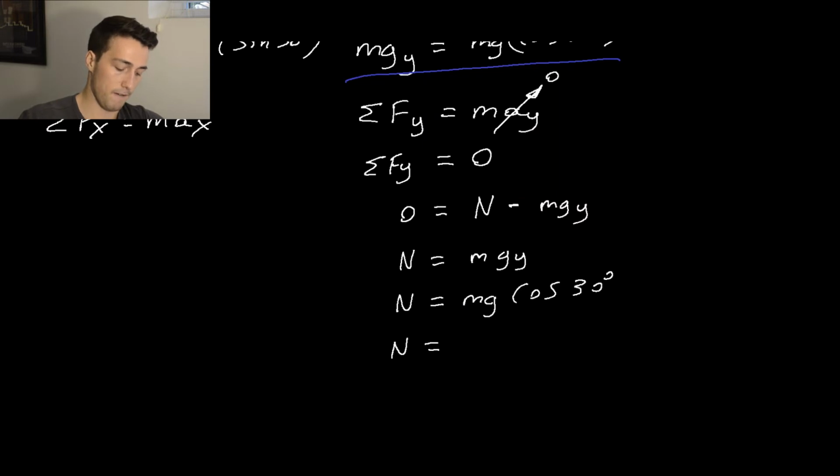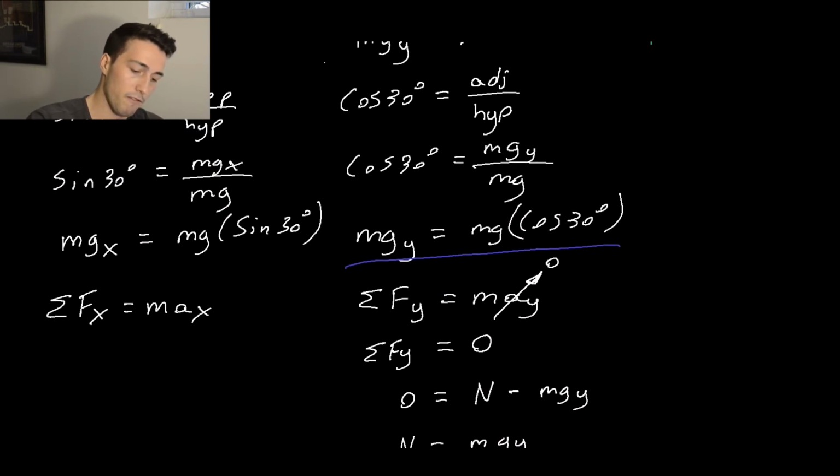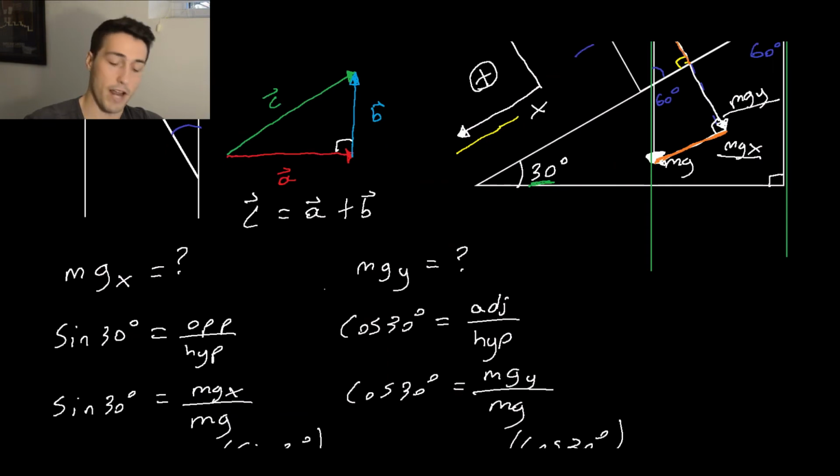So we have 5 kilograms, which is our mass, times 9.8 times cos of 30. And make sure your calculator is in degrees and not radians. So I get, we'll call it 42.5 newtons for rounding. So there, we found part A. So this was part A, finding the normal force. Now we can look at part B, finding the acceleration down the ramp.